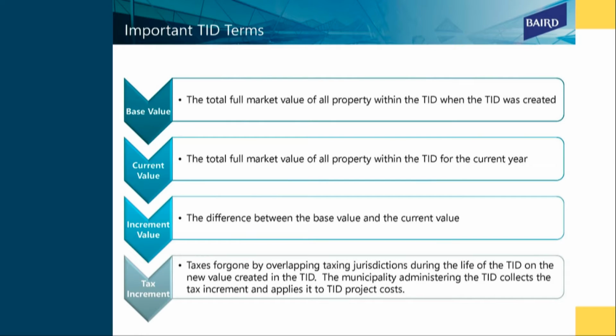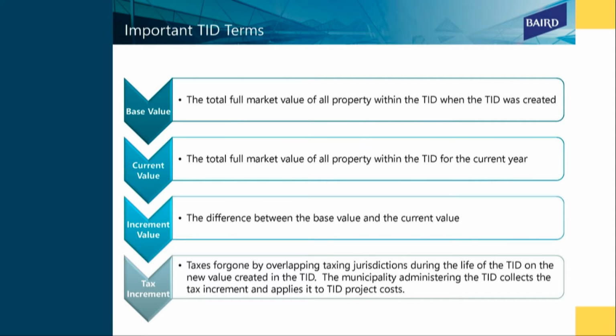So, important terms as we talk through this presentation: base value. The definition of base value when we're talking TIDs is the total full market value of all property within the TID when that TID is created. And you'll see a visual in just a second. So if we were to create a TID in a month or 2 months, the base value would be the total property value at that time.